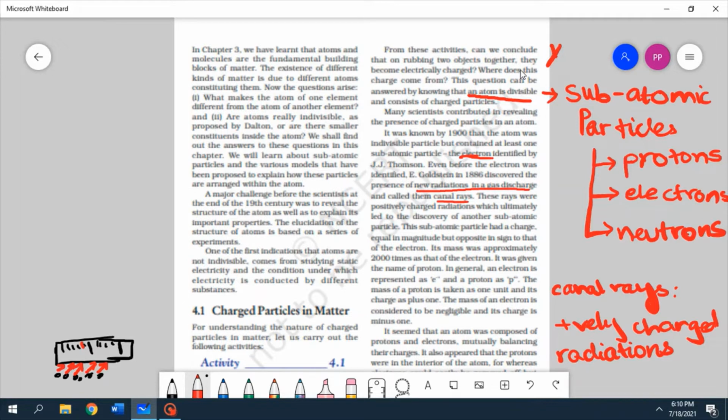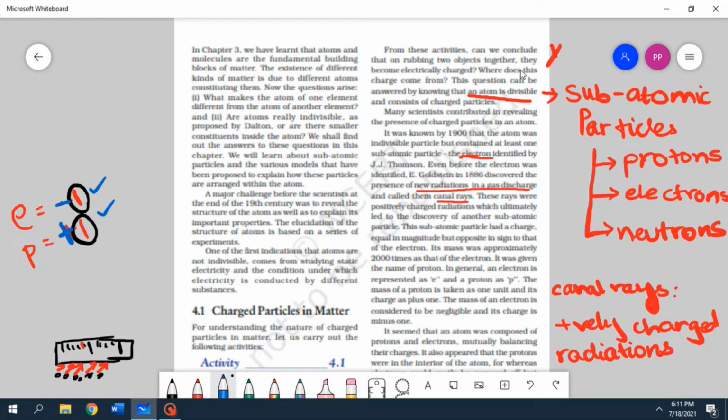These canal rays ultimately led to the discovery of another subatomic particle, and this particle had a charge equal in magnitude but opposite in sign to that of the electron. If the charge of an electron is -1, the charge of a proton is +1, right? So it's equal in magnitude, magnitude being the number here, but opposite in sign. This is negative, this is positive. That's how a proton and electron are related.